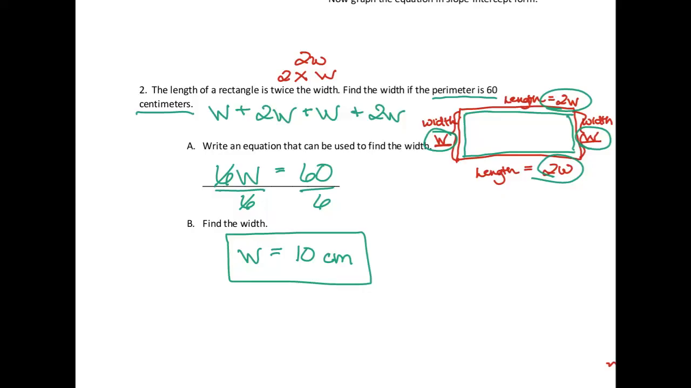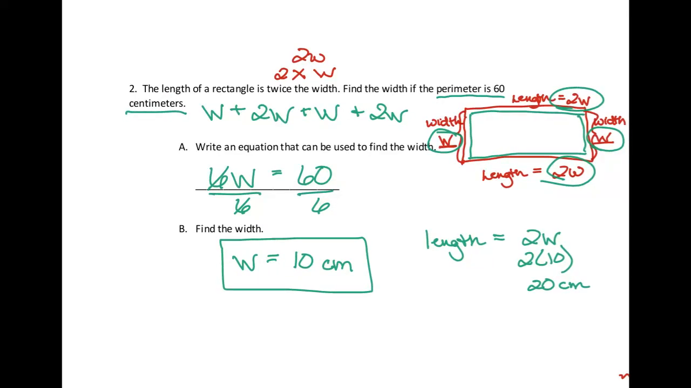And if they wanted me to find the length, which they don't, but if they did, the length is 2W, 2 times W, so 2 times 10, that would give me 20. But they didn't ask that, but you still could find it. Okay, what other questions do you have on this review? What specific questions are you not sure about?